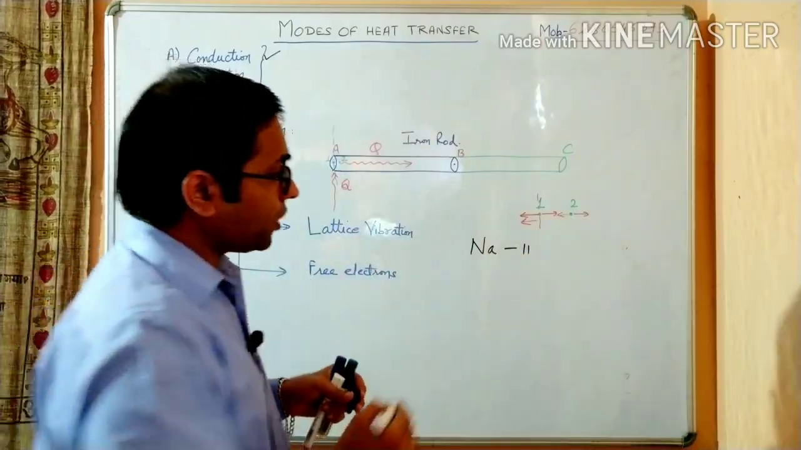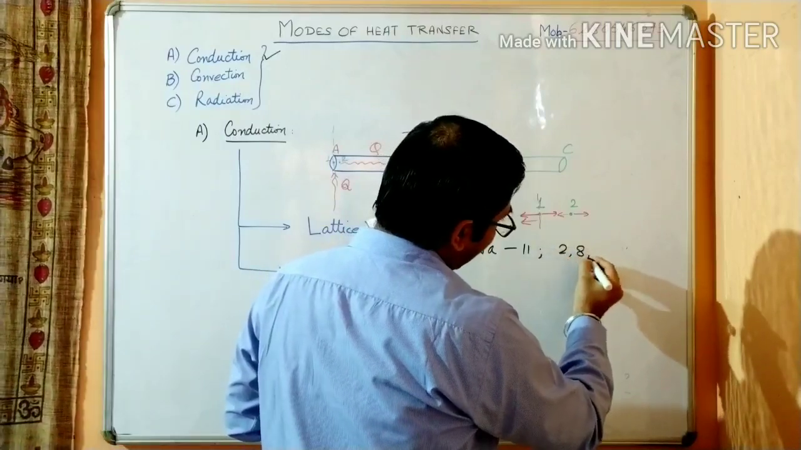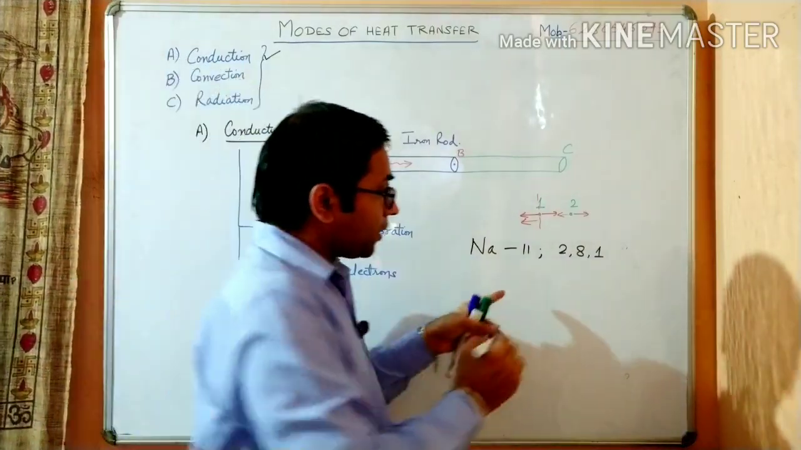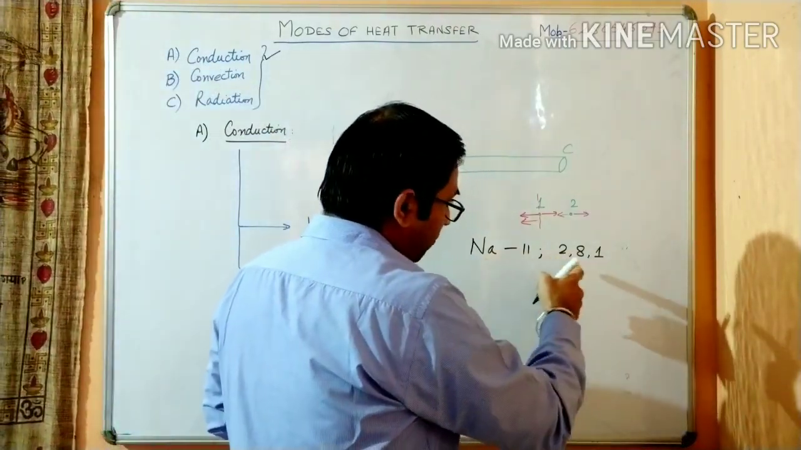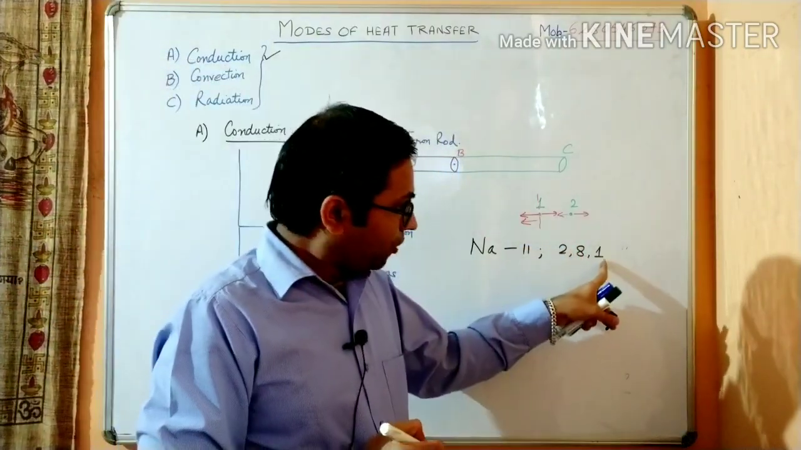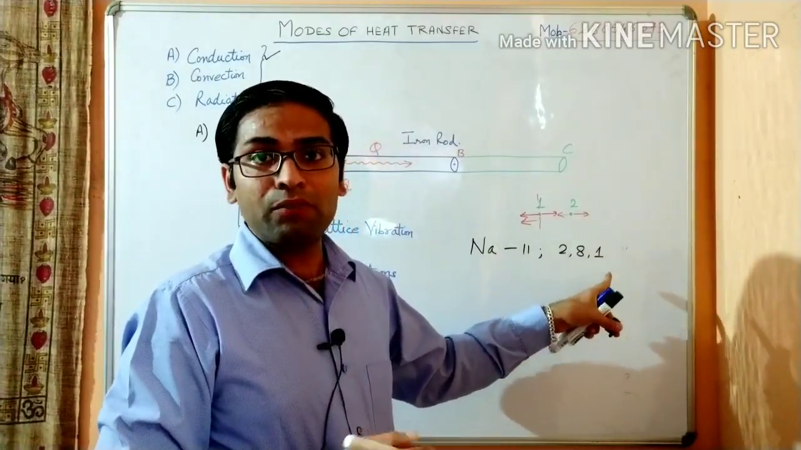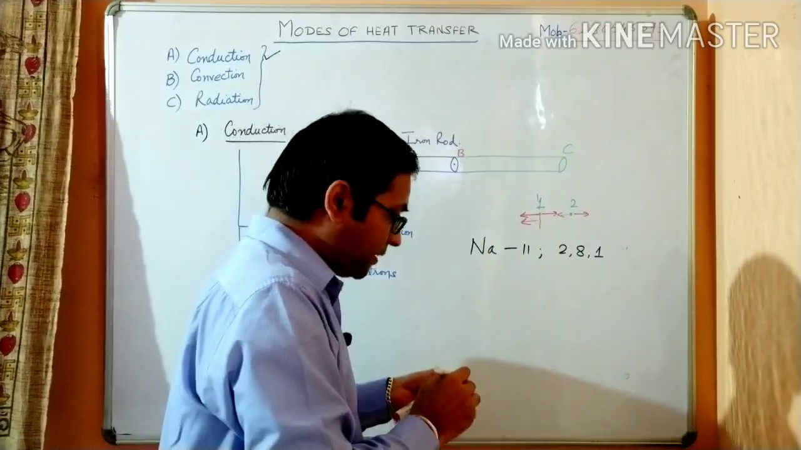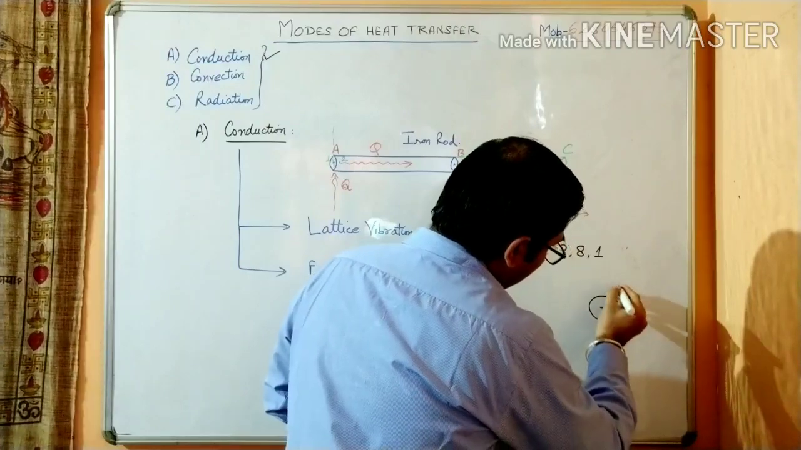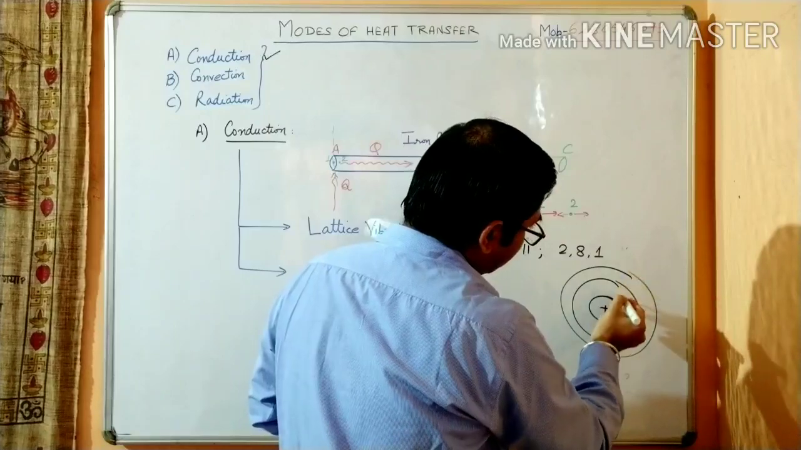So when we write the electronic configuration of sodium, it is 2, 8 and 1. And we all know the electronic configuration will be completed when the third orbit, which is now having one single electron, will have 8 electrons, because the shell will be completed. If this is the sodium nucleus, so this is first shell, this is second shell, or this is third shell.